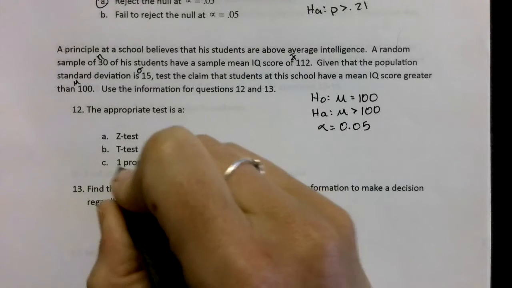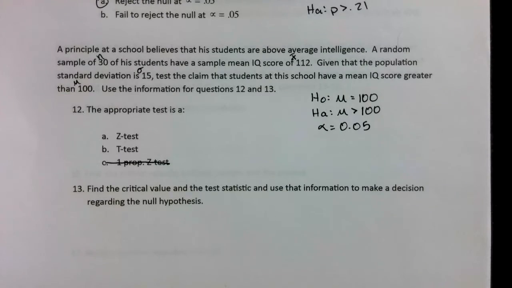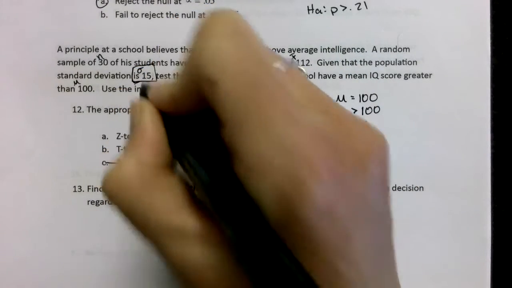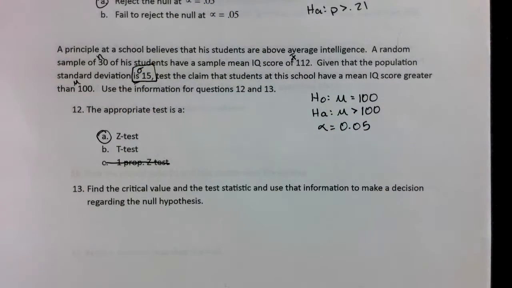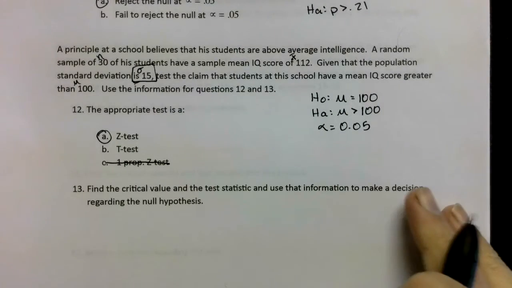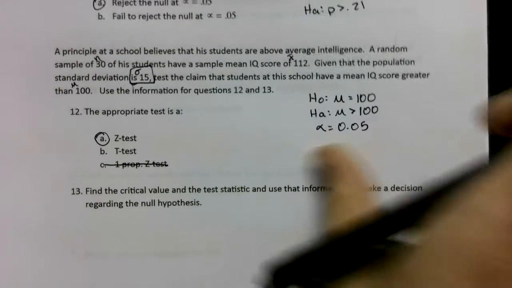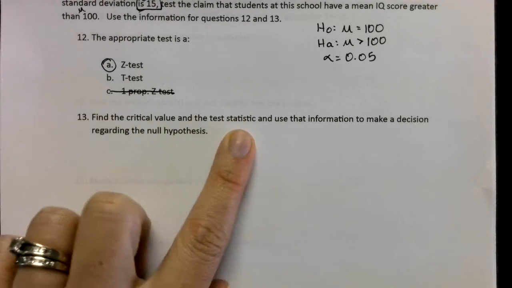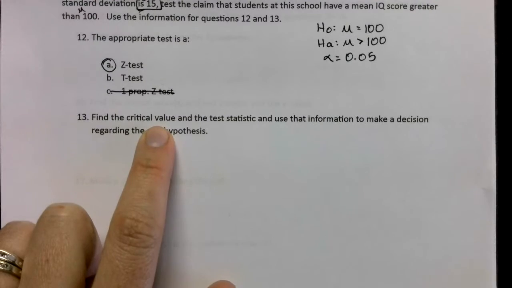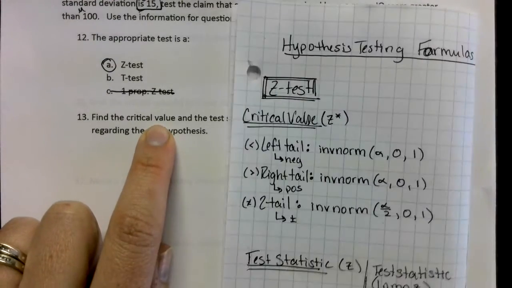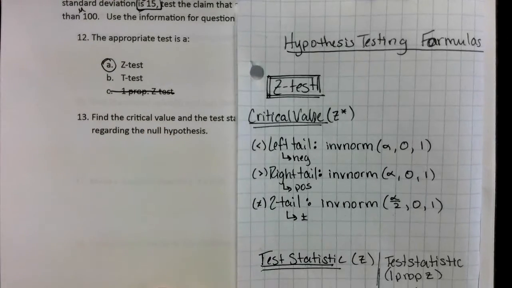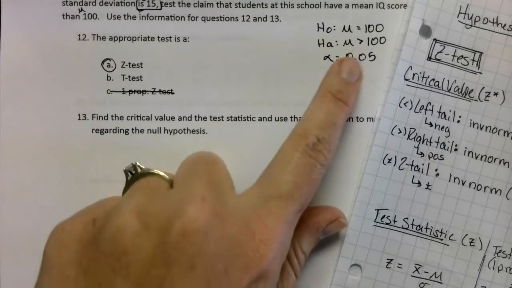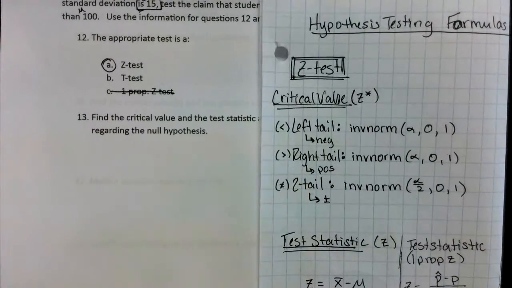Now for this one, we're dealing with means, so we can go ahead and throw this out. And because we have sigma, that means we're going to run a z-test, okay? So for this one, it wants you to find the critical value and test statistic and use that to make a decision. Now, when you run the test in the calculator, it will tell you the test statistic. It will not tell you the critical value. So for your critical value, you're going to have to use your formula sheet. Because it was greater, it's a right tail test.